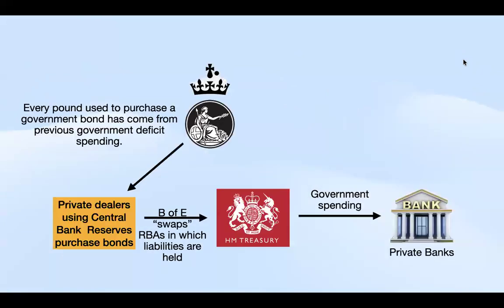So to reiterate, every pound used to purchase a government bond has come from a previous government deficit spending and therefore cannot strictly be said to be borrowing. Private dealers using central bank reserves purchase the bonds, as I've explained. The Bank of England then swaps the reserve balances in which these liabilities are held, so it's now held in a securities account in the Bank of England. And then HM Treasury uses its own money to do government spending, and transfers money to private banks.